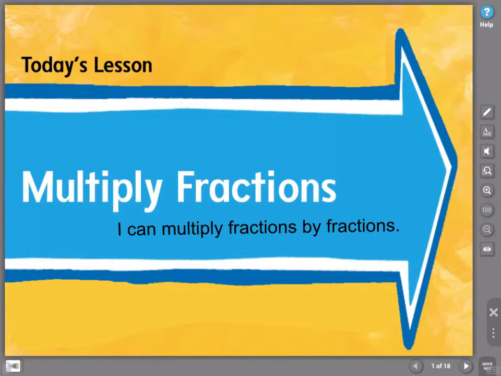And here we are already at the end of our lesson. Today we learned about multiplying fractions. We can multiply fractions by fractions. Go ahead and write this down on your whisk.